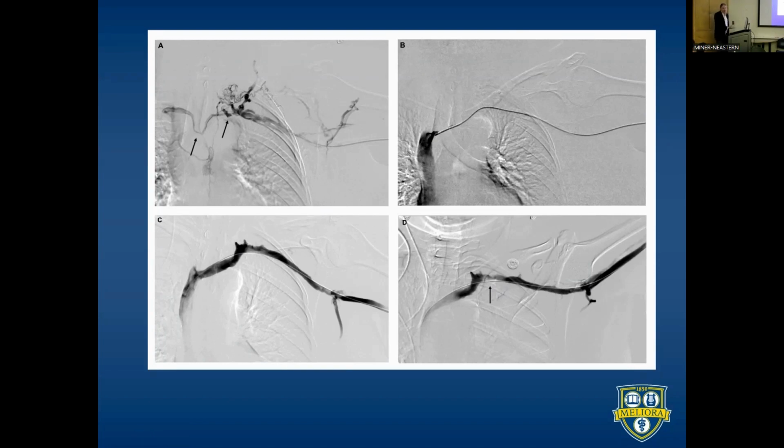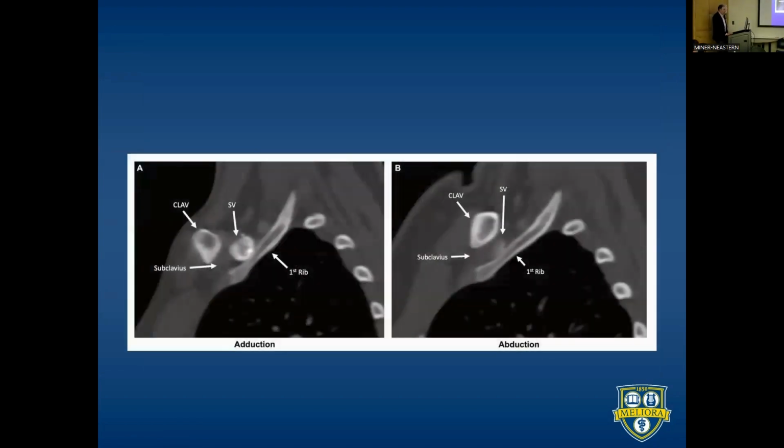The other option would have been to take out their first rib, but these authors like to do it endovascular. And here's what's happening. Here the arm is adducted. Look at the nice big caliber of the subclavian vein and the subclavius muscle, and the distance between the clavicle and the first rib.